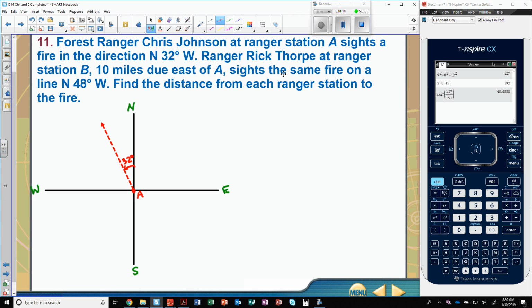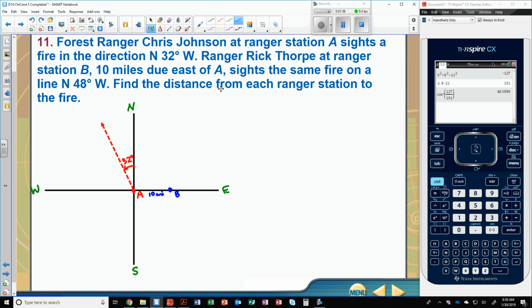Now, Ranger Rick Thorpe at Ranger Station B, 10 miles due east of A. So B is east of A. So here's A. If I went 10 miles this way and I put a B, this would be 10 miles. That's Rick Thorpe.